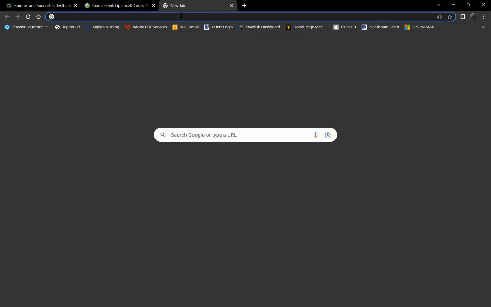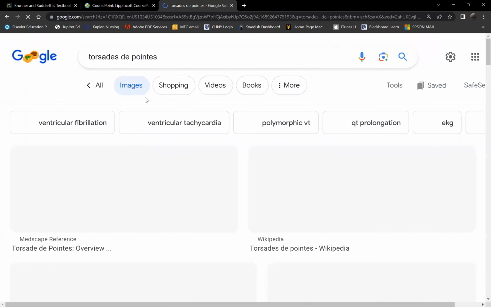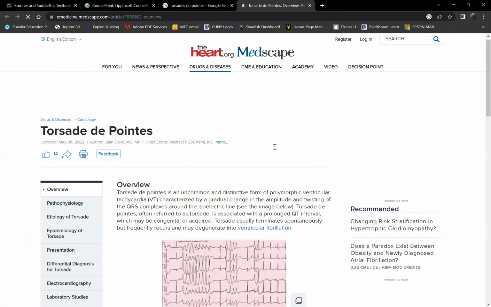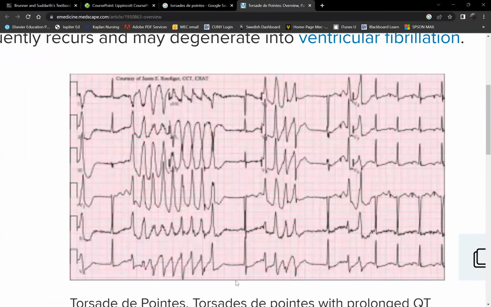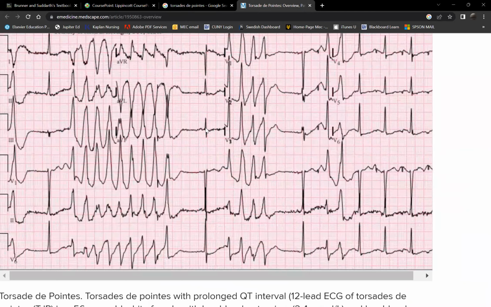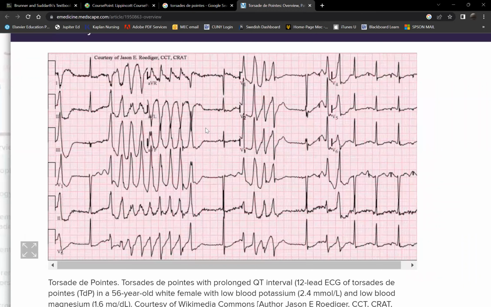It's another dangerous rhythm because Torsades de Pointes, which is French for twisting of the points, usually precedes ventricular fibrillation or VTAC. So if you see a rhythm like this, it's almost always followed by VTAC or VFib. Right, so that's what Torsades de Pointes means. Look at the twisting. It's like a twisted pretzel, right?